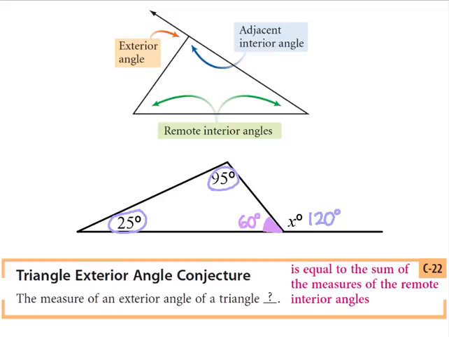The measure of an exterior angle of a triangle is equal to the sum of the measures of the remote interior angles. So once you get that down, we'll look at an example, and then that's it for today.